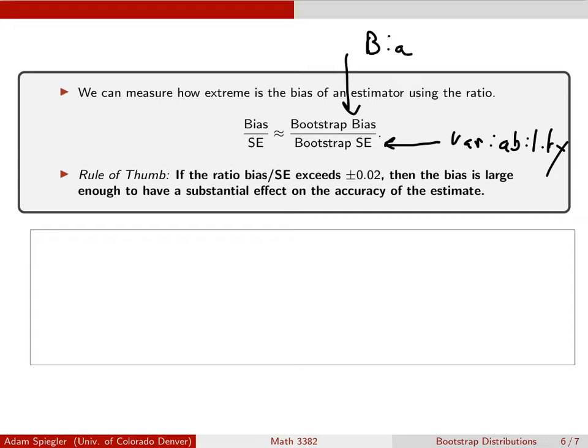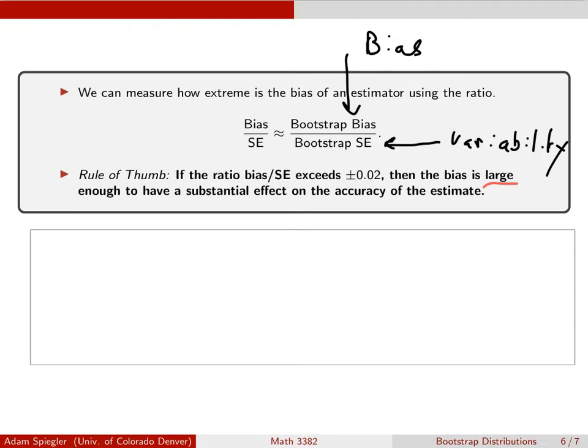So what we'd like to know is relative to how much variability we have in the sampling, how large is this bias? And so as a rule of thumb, if that ratio exceeds plus or minus 0.02, then we say that that's what we would consider a large bias. So this is just an informal rule of thumb. And at that point, you just need to acknowledge that this bias might have a substantial effect on the accuracy of your estimate.